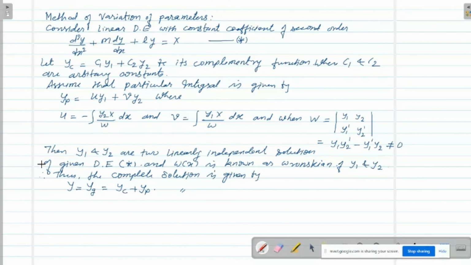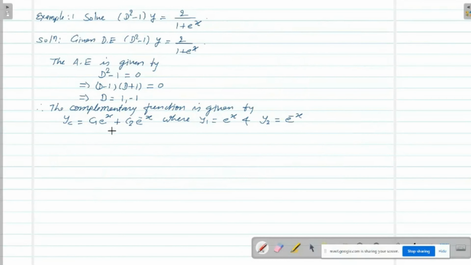So just observe your complementary function yc equal to c1 y1 plus c2 y2. From this we will get y1 and y2. Our right hand side is X equal to 2 upon 1 plus e raised to x. So to find a particular solution, or particular integral, we first find the Wronskian, W of x.